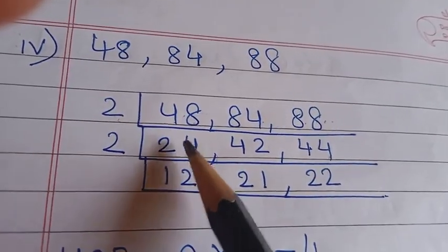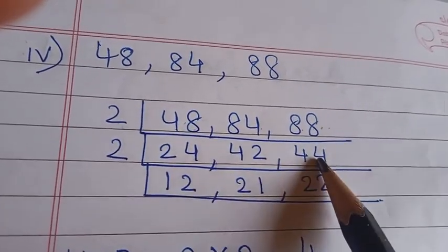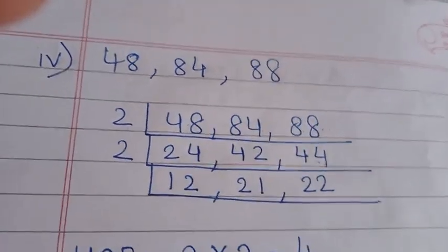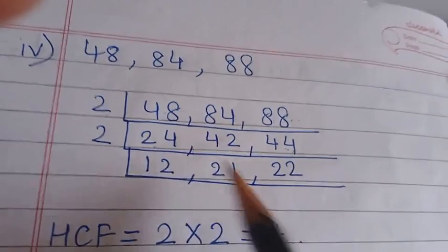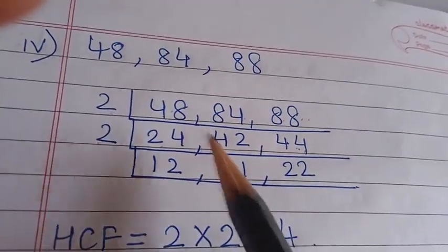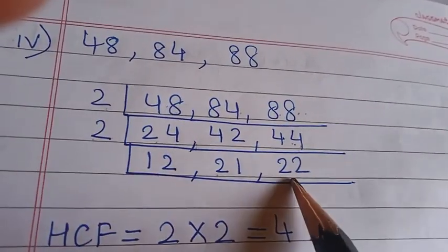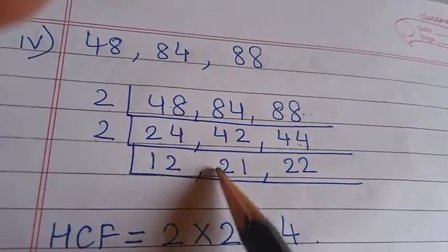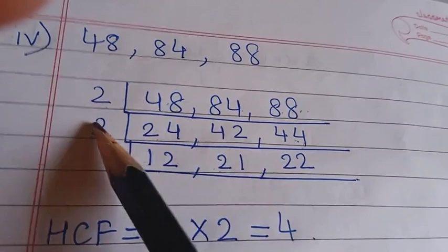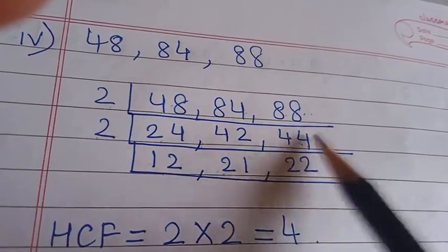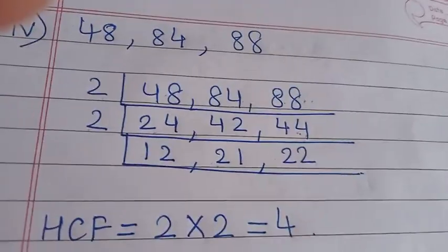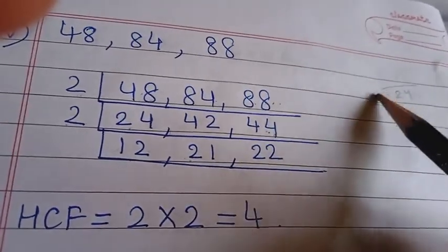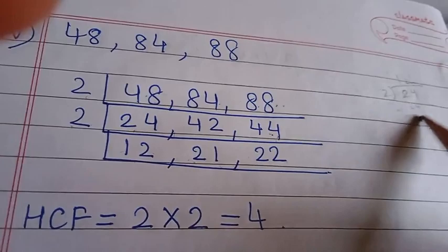So now I have got 24, 42 and 44. Okay, I hope you are understanding. So 2 12s are 24, 2 21s are 42 and 2 22s are 44. This way we can divide, or if you don't know how to divide orally, you can just see 24 divided by 2, 12 2s are 24. Okay.